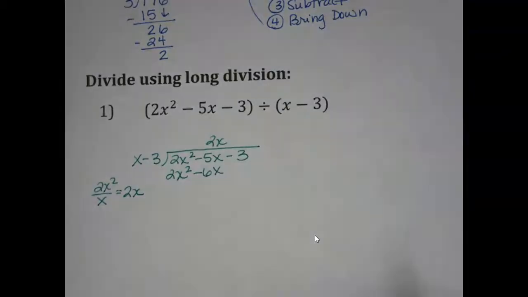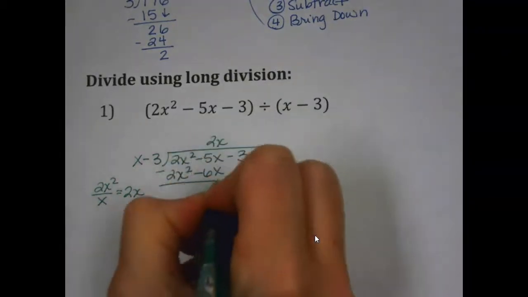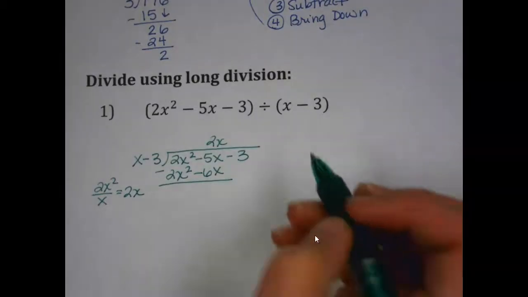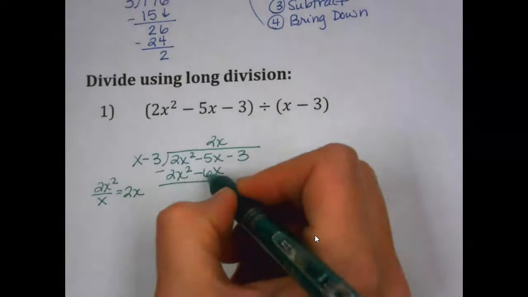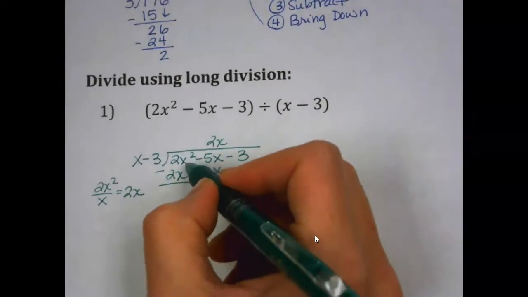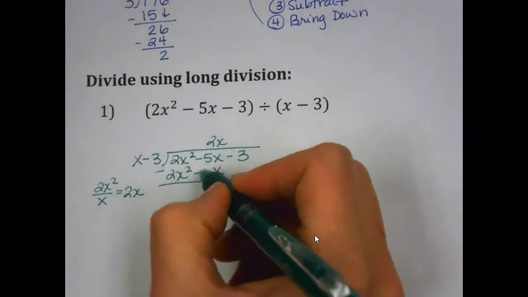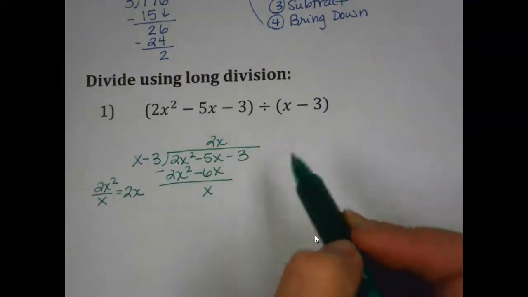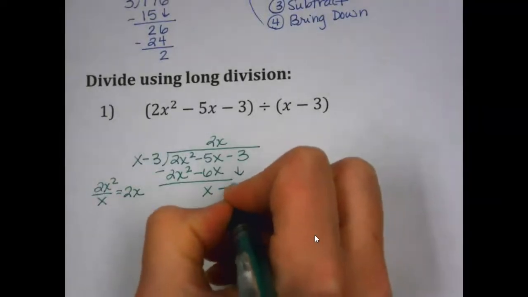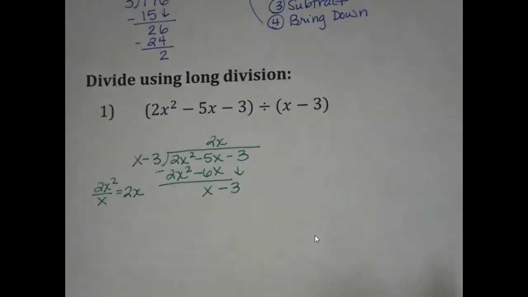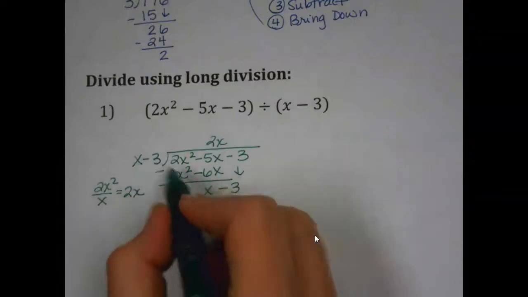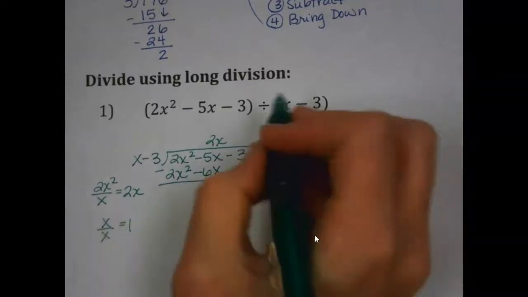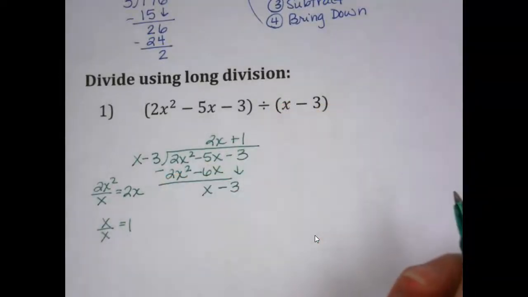So I've divided, I've multiplied, so my next step is to subtract. I'm going to subtract the 2x squared minus 2x squared, and those should always eliminate each other. And then negative 5x minus a negative 6x is really plus. So negative minus a negative, so we're adding 6x, gives us just x. So we've divided, multiplied, subtracted. Now we're going to bring down the negative 3. And we're going to repeat that process again. So dividing the first terms, x divided by x is just 1. So we have 2x plus 1 up top.